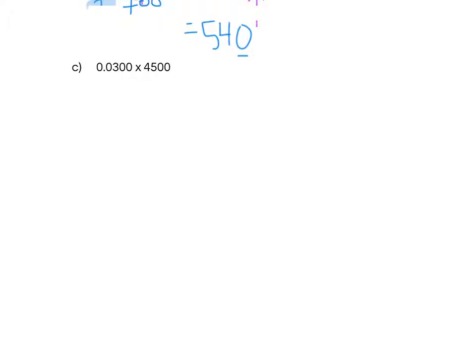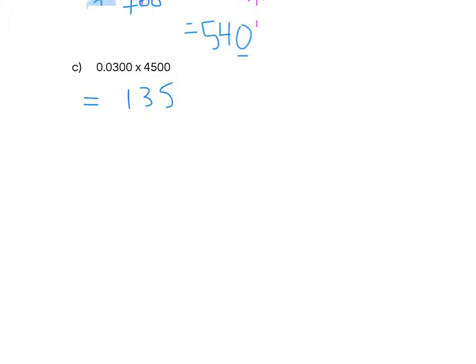Okay, so again, I'm multiplying here, and so the rule when I multiply is I need to make sure that my final answer has the same number of sig figs as the value used in the multiplication that has the fewest. So I'm just going to get my raw value here, 0.0300 multiplied by 4,500, and I'm getting 135 for that. Let me rewrite that. 135.